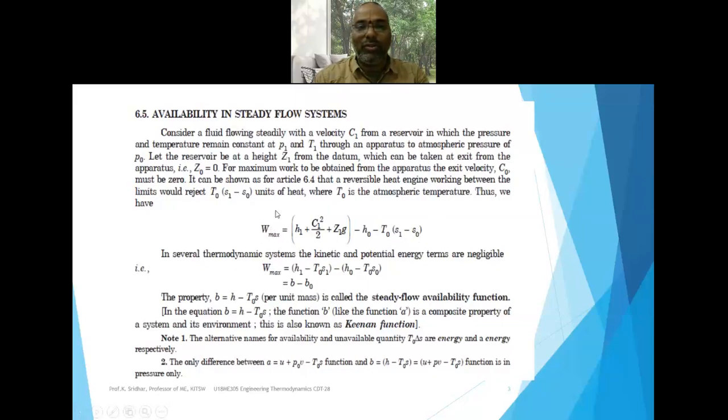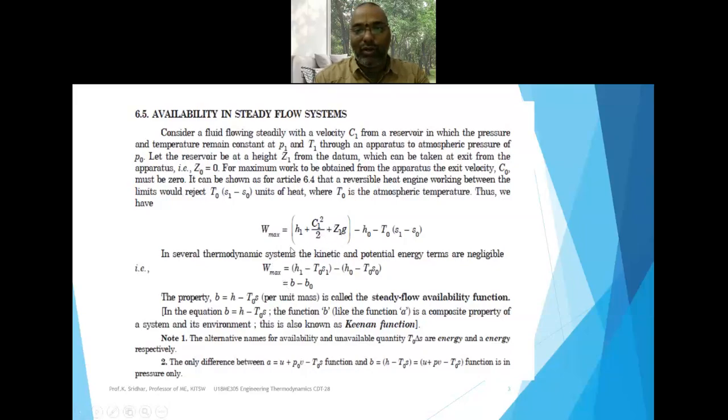So the W max from the steady flow energy equation is nothing but, H1 is the enthalpy at the inlet and H0 is the enthalpy of the working fluid at the exit. C1 is the velocity of the fluid at the inlet condition, and Z1 is the datum level at the inlet condition. It is given clearly that the Z0 value will be equivalent to 0, which can be taken at the exit. So that's why we have not considered any Z2 value, and we are considering only the initial datum height.